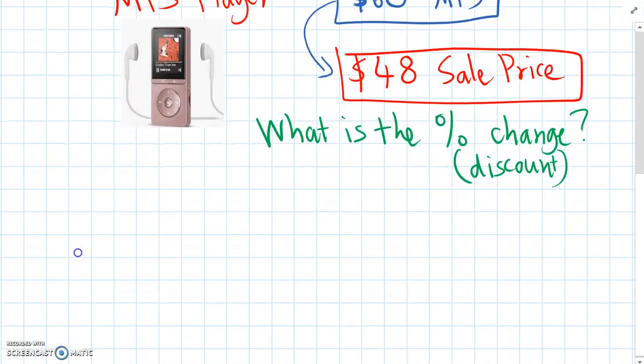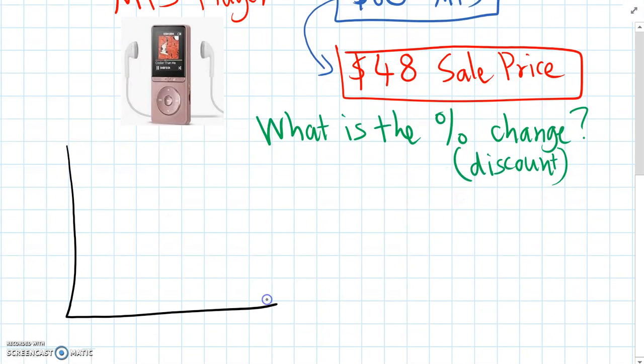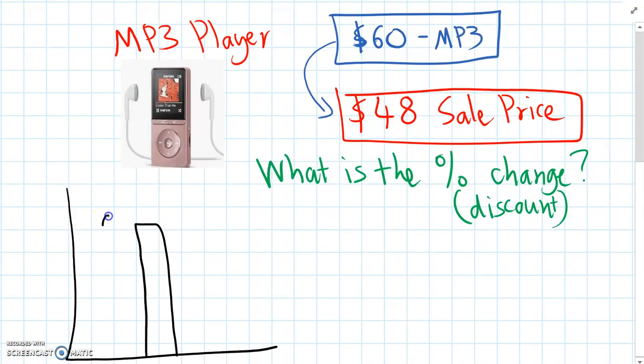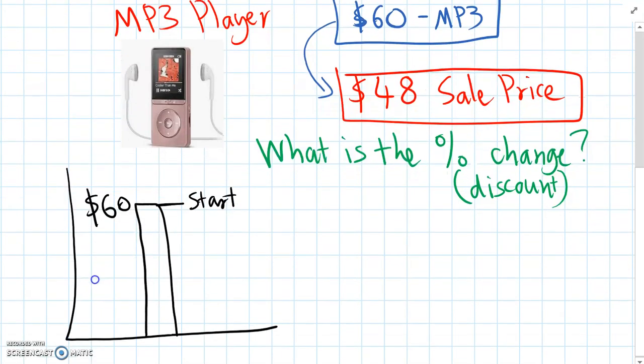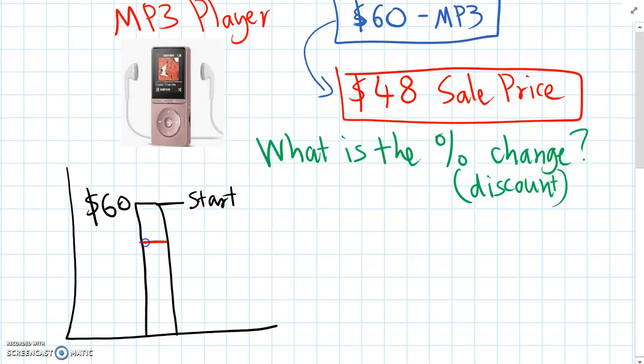So let's use our graph method again to picture what's happened. The price of our MP3 player started at $60. So the graph is showing the total original price, the starting price, but when it was reduced, it went down to $48. And we want to know this amount here, what percentage was that? And we're not sure yet.